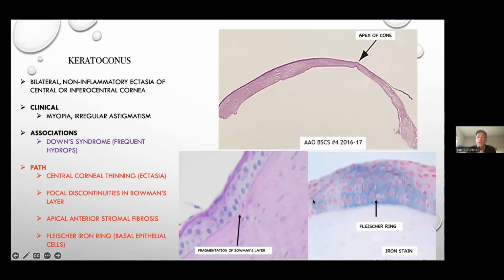And then, interestingly, there's a thing called a Fleischer ring, which at the base of the cone, because of an accumulation of a tear meniscus, tears containing iron, the iron will deposit in the corneal epithelial cells as a Fleischer ring. So that is an interesting extra feature of keratoconus.